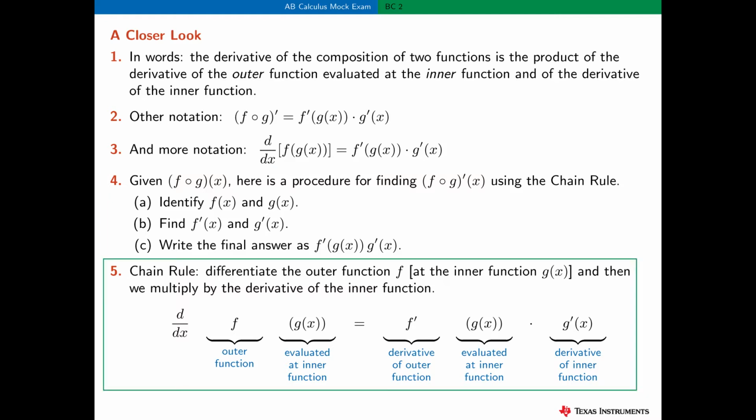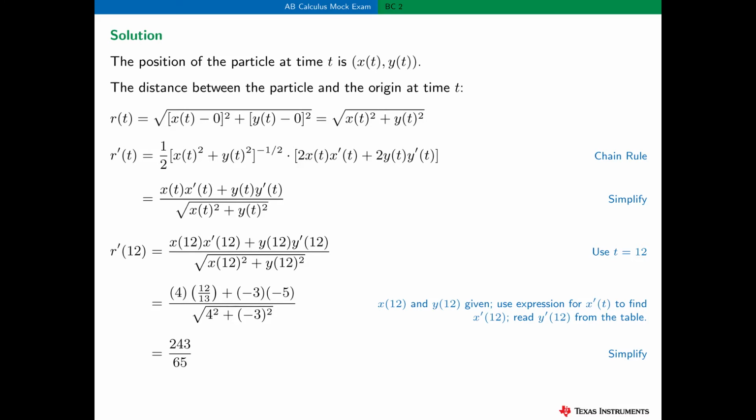And here is a kind of visualization of the chain rule. To find the derivative of a composite function, we take the derivative of the outer function evaluated at the inner function times the derivative of the inner function. Let's use these concepts to solve this problem.